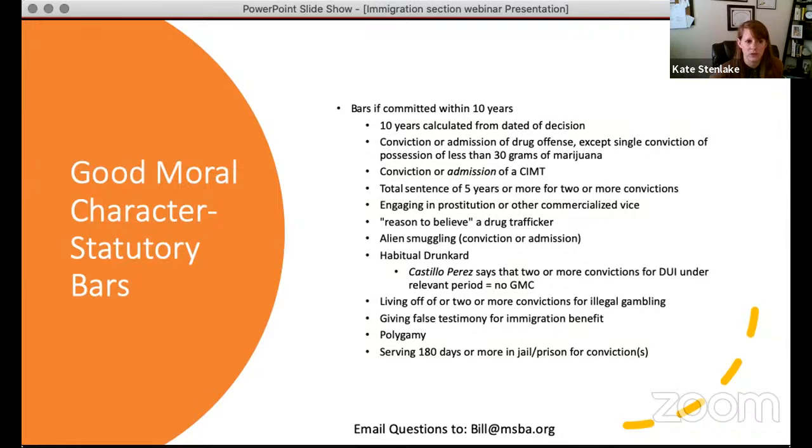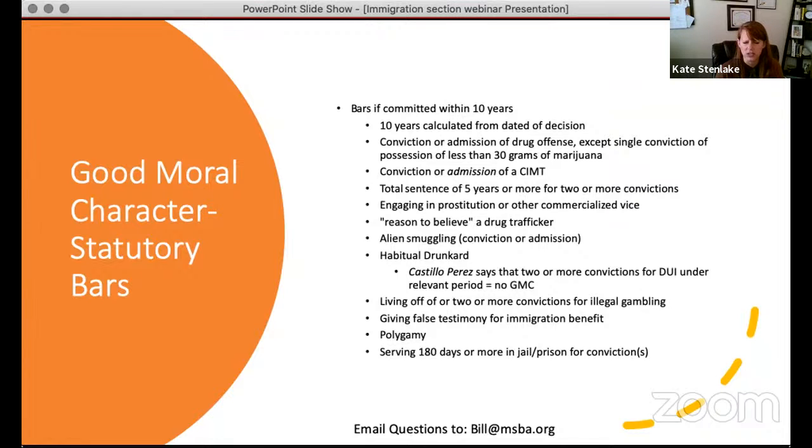If there are convictions, or if there's proof that the person is living off of illegal gambling, basically if their main source of income is illegal gambling; any false testimony for an immigration benefit; polygamy; and serving more than 180 days of jail. So that's different than if the person has actually served time in jail for 180 days or more, that will be a bar for good moral character.